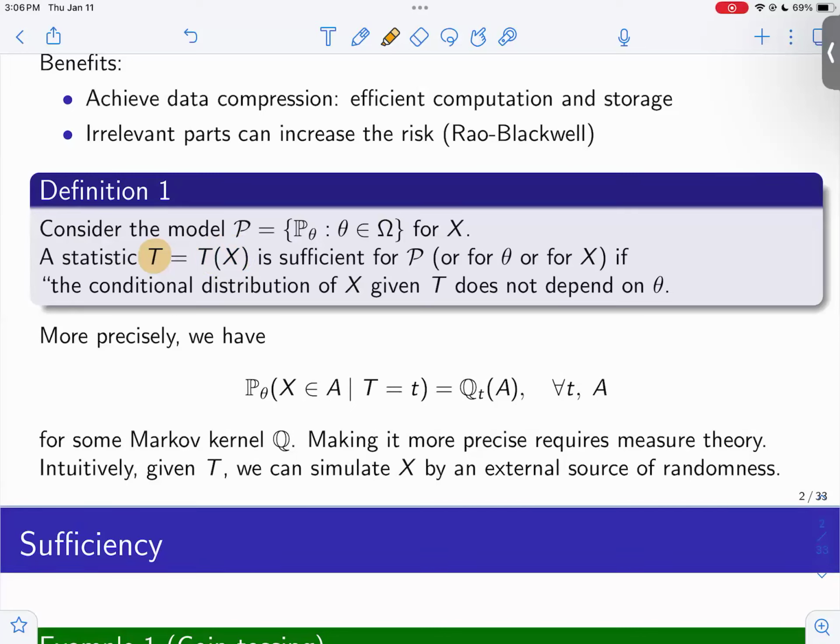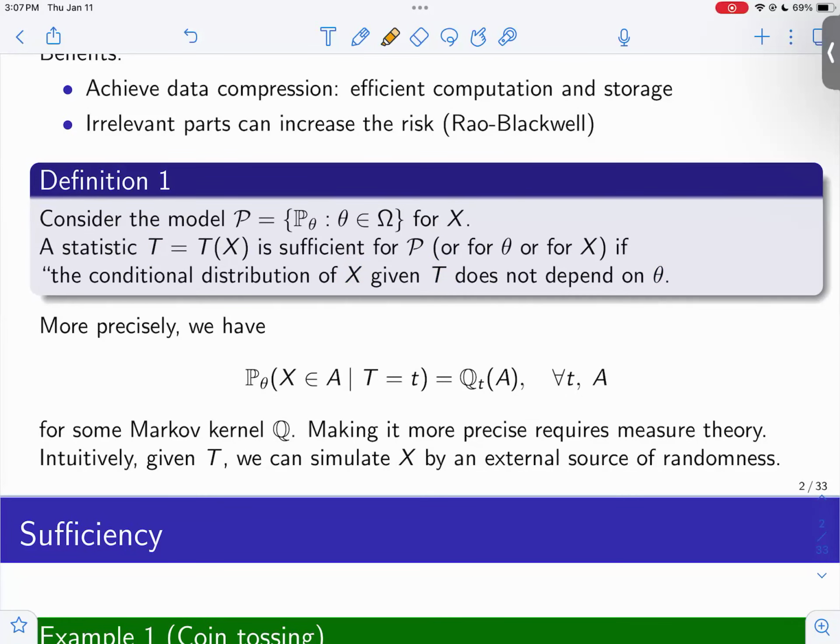So this particular statistic is said to be sufficient for this family, or for the parameter, or for x, whatever you want to call it, if this holds: the conditional distribution of x given t does not depend on theta. When I calculate the conditional distribution of x given t under any of these theta values, potentially it depends on theta. But if t is chosen such that, under any of these theta values, I get the same thing, not depending on theta, then t is sufficient for this model.